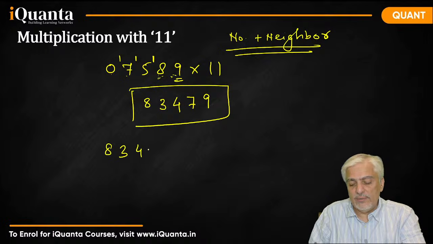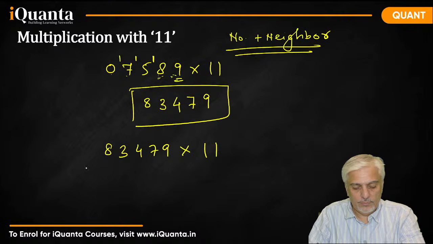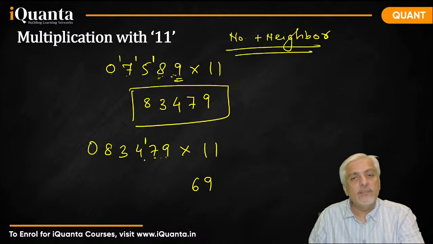Try the next one. Put a 0 in the front. 9 will come as it is. 7 plus 9, 16. 6 and 1 carry over.